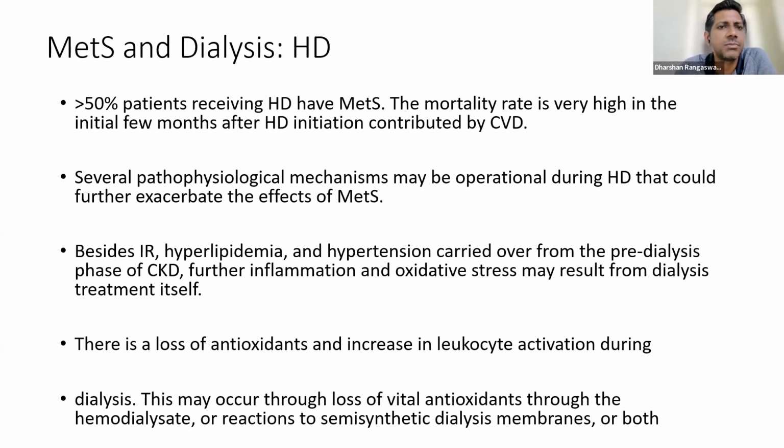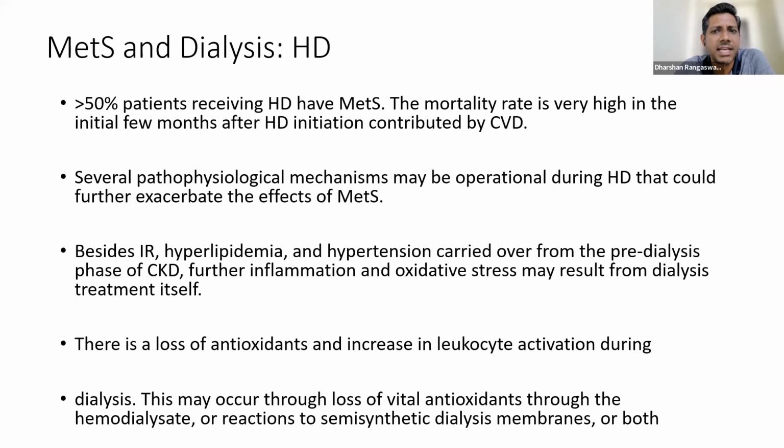Now, being nephrologists, we are more concerned about dialysis: what happens with metabolic syndrome and dialysis. Let's start with the hemodialysis population. More than 50% of our patients who are starting on hemodialysis have metabolic syndrome, and they have a very high mortality rate, especially in the first few months after starting HD. Having metabolic syndrome in a patient starting HD, mortality is high in the first 6 months, especially because of cardiovascular death. So that's why we have to address metabolic syndrome much prior to starting dialysis, because once they start dialysis, they have a very high mortality.